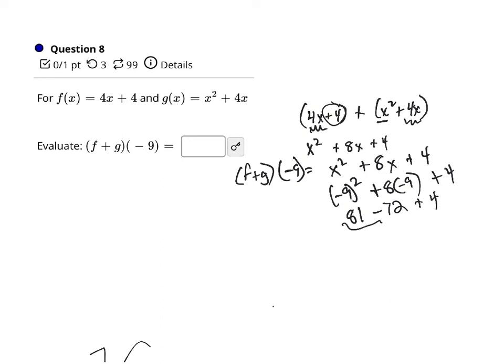So we can subtract here. That will give us 9, and 9 plus 4, this will give us 9, positive because 81's larger, and that will give us a 13. Now, you could have replaced the negative 9 up here with all of that, but it just makes it more work. So combine and then plug in.